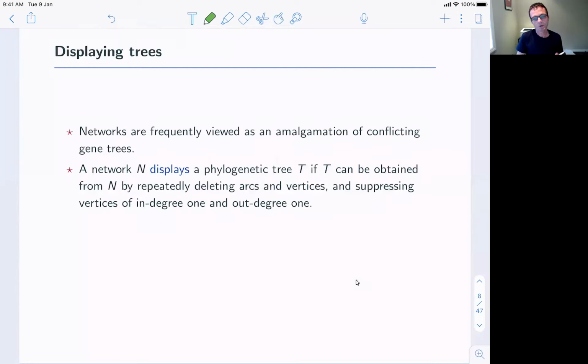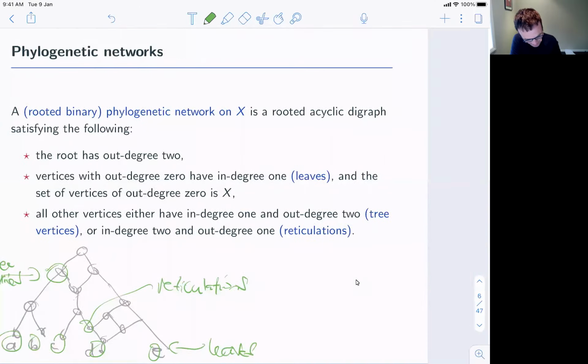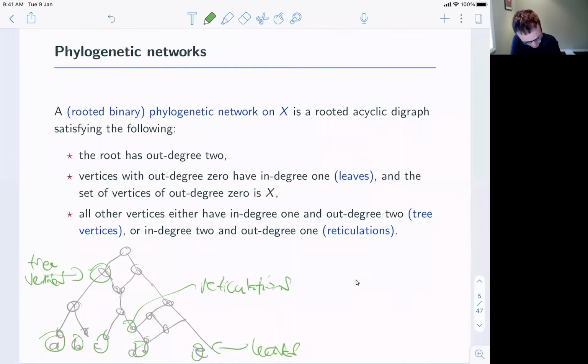A network displays a phylogenetic tree if it can be attained by repeatedly deleting arcs and vertices and suppressing vertices of in-degree 1 and out-degree 1. Another way of saying that is I can embed the tree in the network. So for example, if I took, no, I should have done it at the beginning.